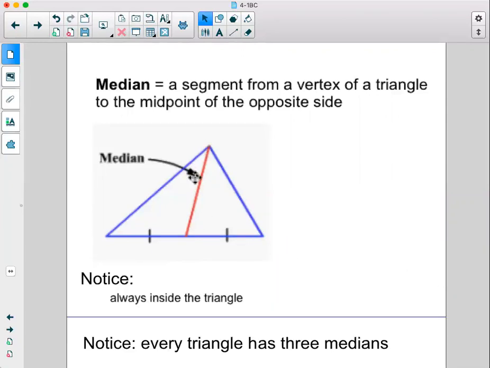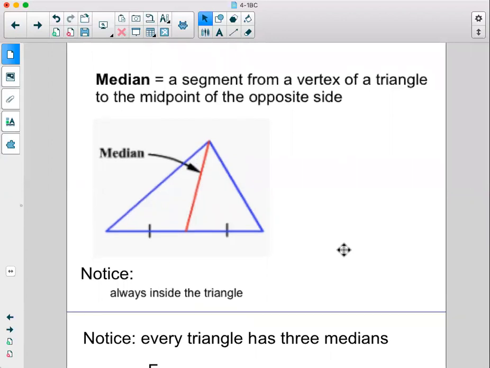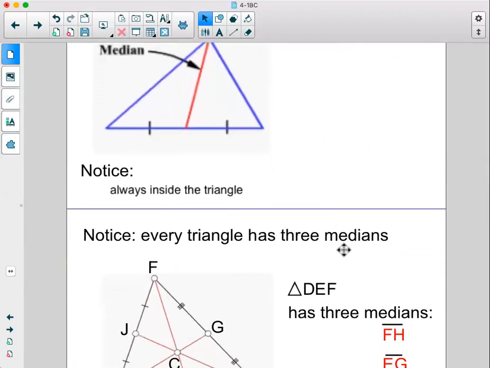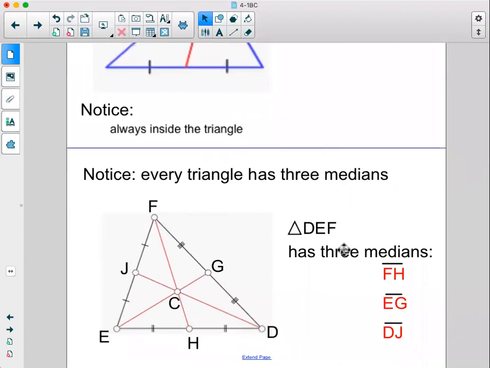Now notice that the median will always stay inside of the triangle because it's traveling from the vertex to the middle of the opposite side. And also notice that because every triangle has three vertices and the vertex is the starting point of the median, every triangle has three medians. You could either start at vertex F and go to midpoint of the opposite side H, and then the median would be FH. Or you could start at vertex E and go to midpoint G, and then the median would be EG. Or you could start at vertex D, go to midpoint J, and DJ would be a median as well. So triangle DEF has three medians.